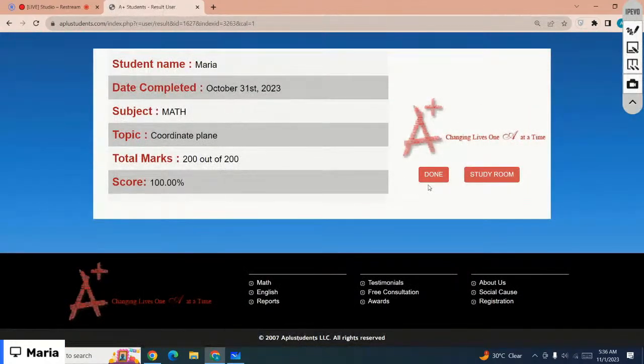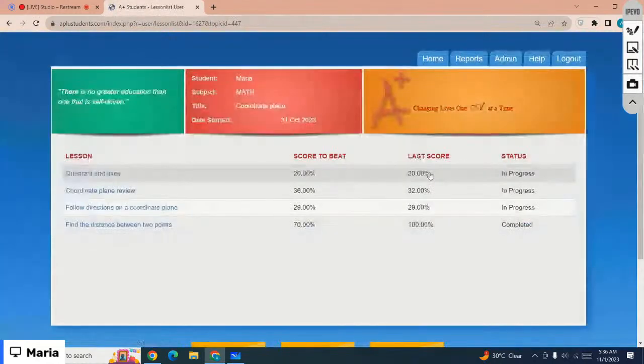Okay, we are done with the lesson. So we were working on grade 8 math. The chapter we're working on is coordinate plane, and the lessons we have covered today are quadrant and axis, coordinate plane review, follow directions on a coordinate plane, and find the distance between 2 points, right?